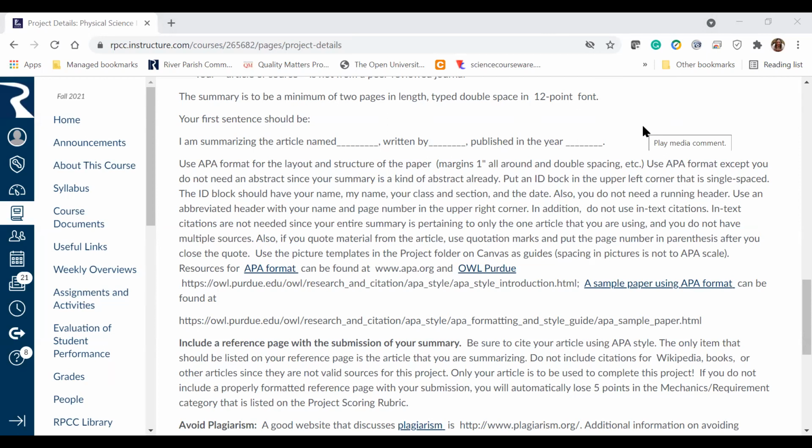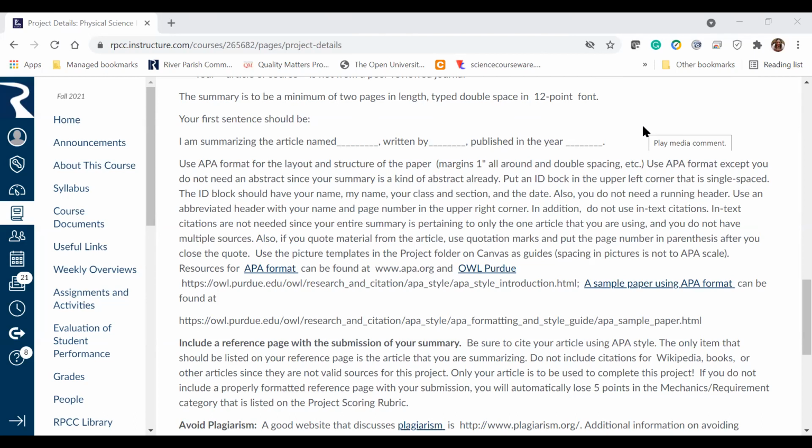So, but anyway, only write the summary. Do not include an abstract. Okay. It tells you how you should format the paper. You want an ID block in the upper left corner, and that ID block has to be single spaced. The ID block should have your name, my name, the class you're in, Physical Science 1010 section S01, and the date that you submitted to me.